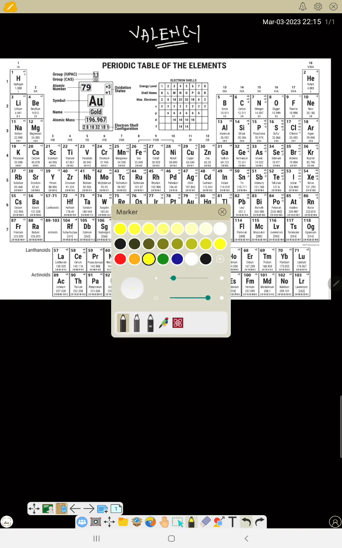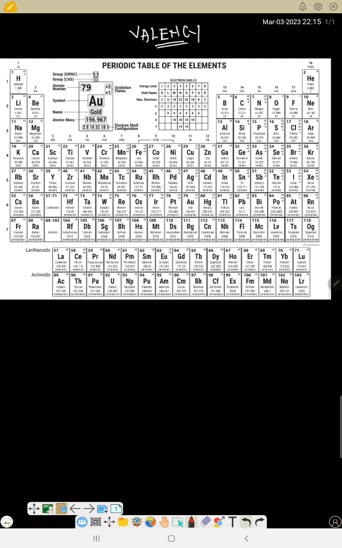From group 1 to group 4, we have valency of 1 and plus 1 charge. So valency of 1. This we have valency of 2. So that is plus 1. We don't say plus 1, we just say plus, but 2, that is 2 plus. Group 3 we have 3 plus, 4 plus.